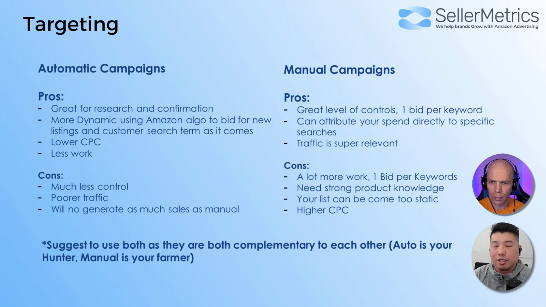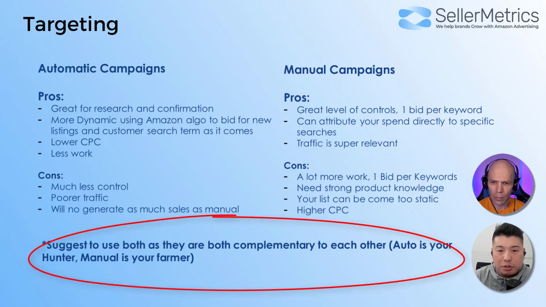And I would also suggest that you don't be afraid to use them together. They could be very complementary to each other, right? I do see a lot of sellers use an auto and then switch that off and use a manual. But in my experience, the best results come from using both of them together. I kind of liken the auto campaign to more of your hunter, because it allows the algorithm to go out and find additional keywords. And your manual campaign is more of your farmer, because you know what your good keywords are. You're constantly trying to farm for these sales.